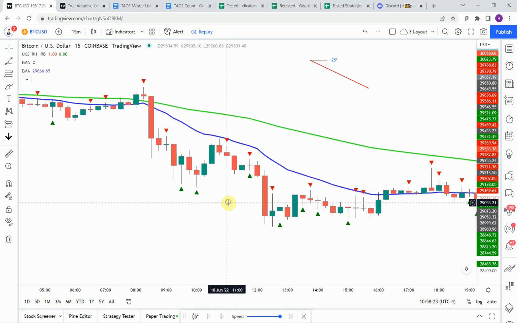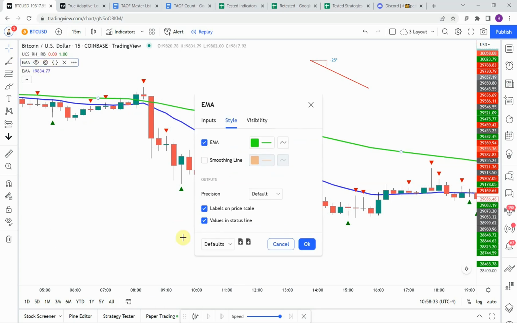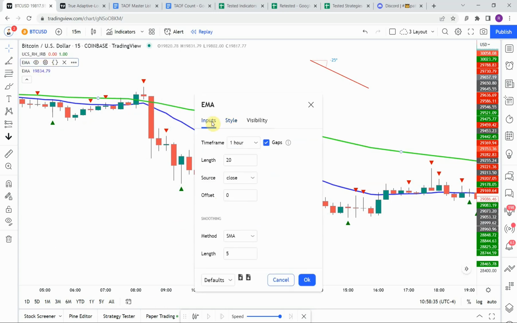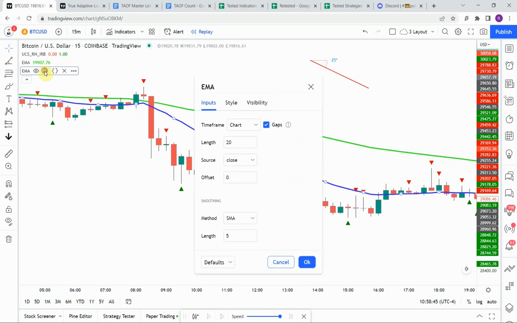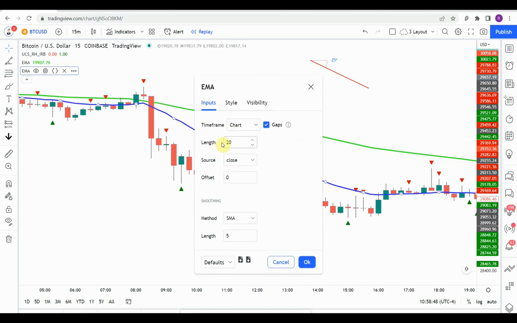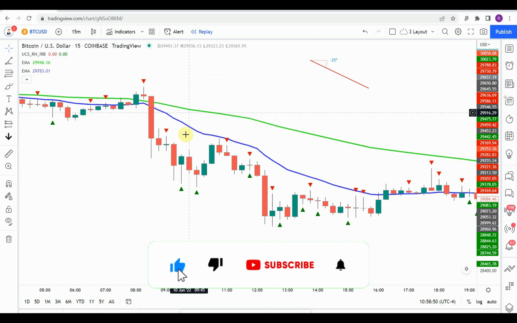In that video that I pulled this from, the creator there said that we use these 2 EMAs here per apparently Rob Hoffman's strategy. The first one is a time frame of 1 hour, a length of 20, and the other one is a time frame of the chart, 15-minute time frame, length of 20, and we get this here.